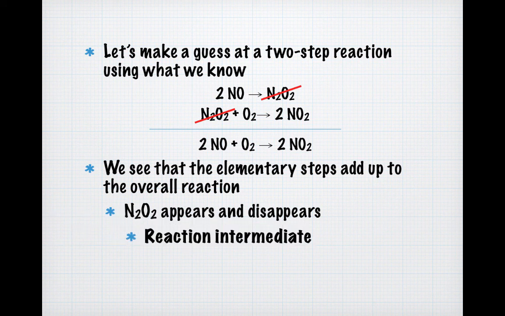Notice also we saw N2O2 appears and disappears during the course of the mechanism, and when that's the case, we have something that's called a reaction intermediate. So it has to happen in that order. Something appears as a product and then disappears as it gets consumed as a reactant. That's what we call a reaction intermediate. So we have a reaction intermediate N2O2. This was something that was observed experimentally.